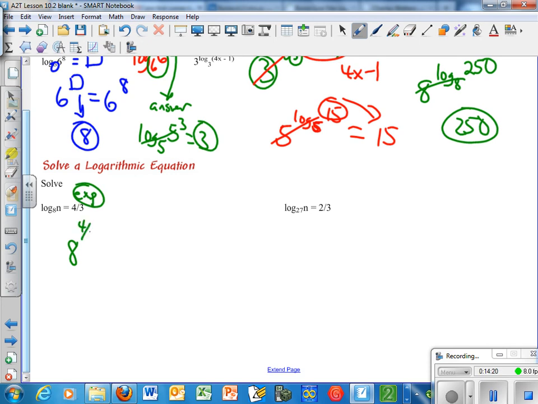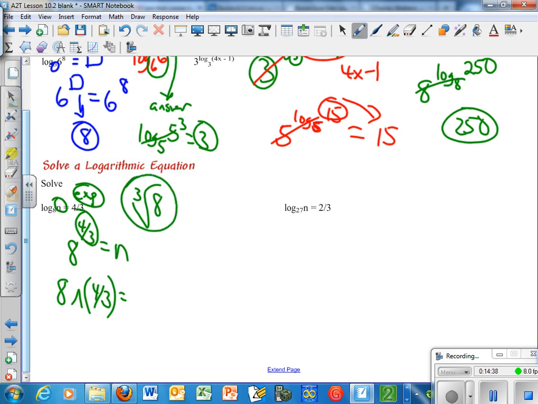So 8 to the 4/3 power has to equal n. Now, you could do 8 to the 4/3 on your calculator and get your answer. But remember, 4/3 power means the cube root of 8. So this bottom number is the root. And then you want to take that result and raise it to the 4th power.